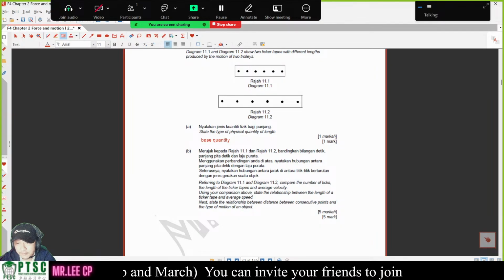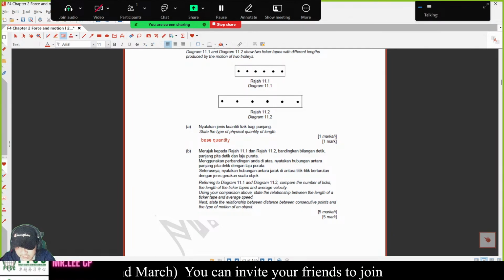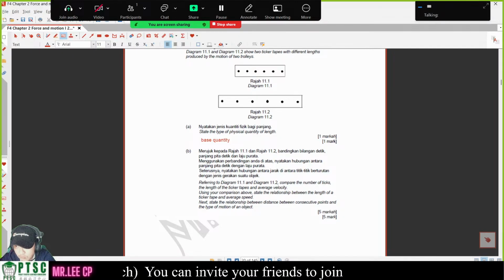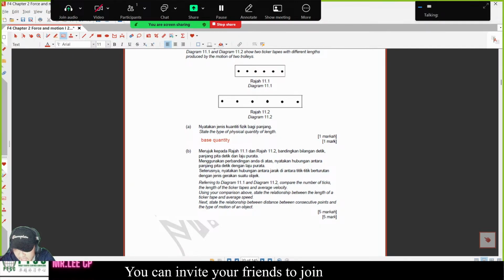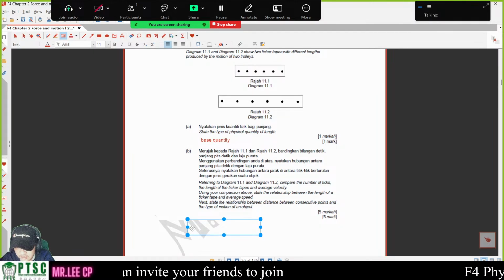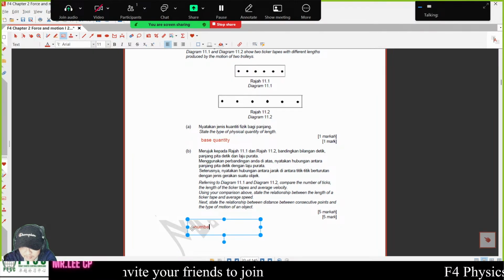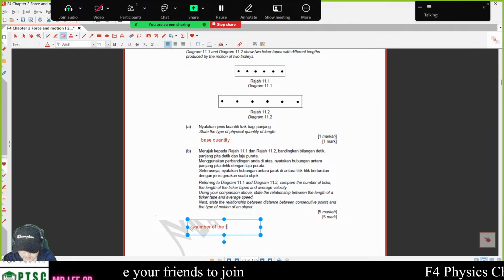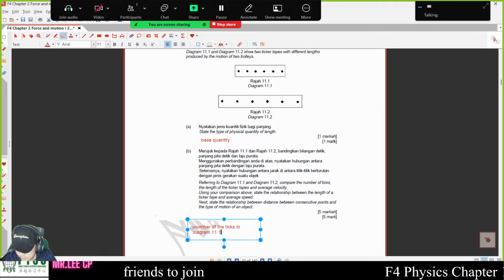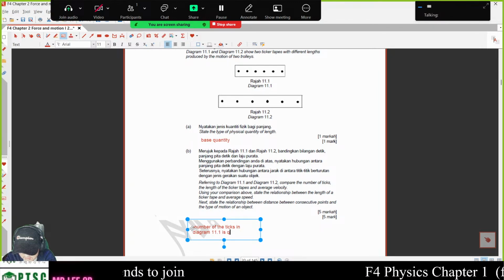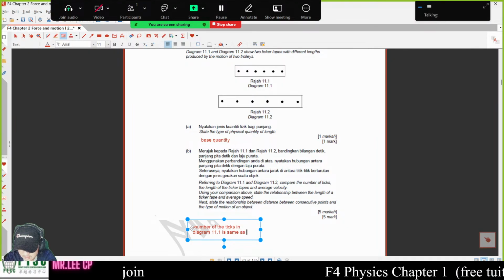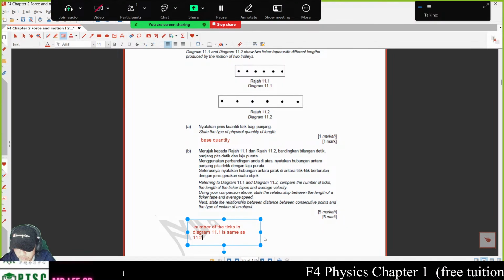Okay. Now, referring to 11.1 and 11.2, compare the number of ticks. 1, 2, 3, 4, 5. 1, 2, 3, 4, 5. So this is the number of ticks. The number of ticks in diagram 11.1 is the same as the number of ticks in 11.2, right? Same.